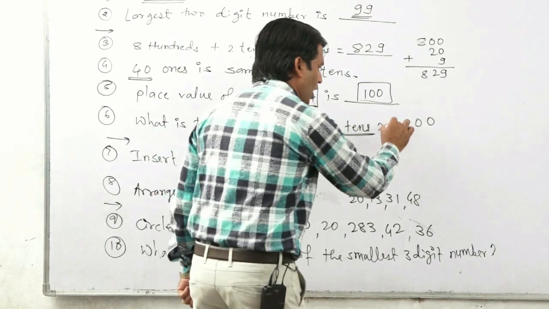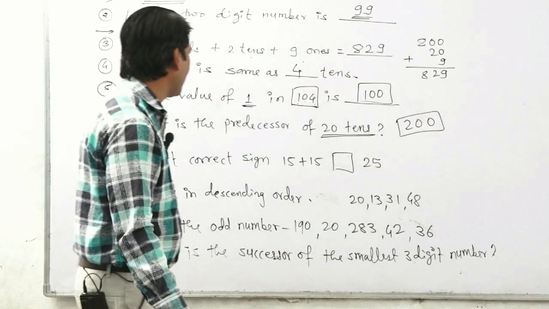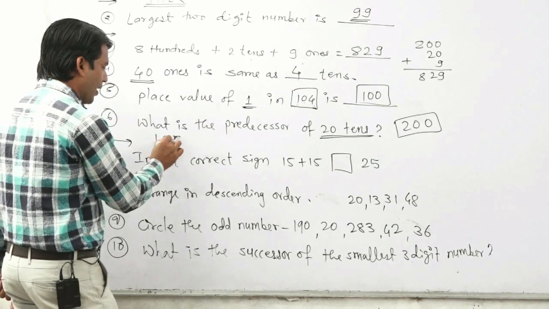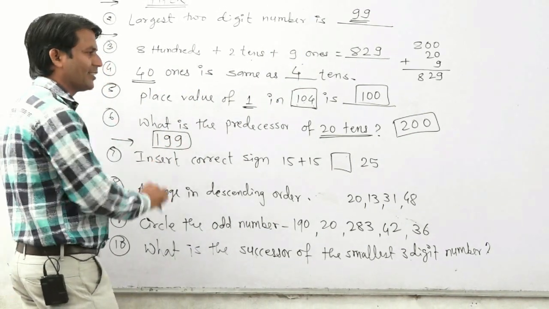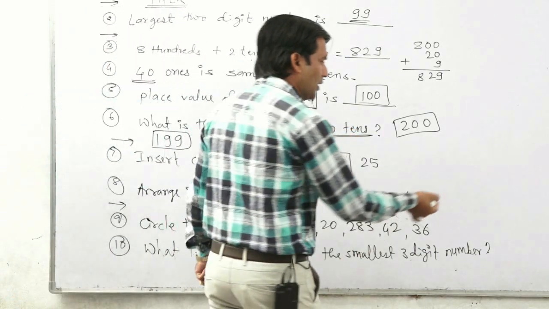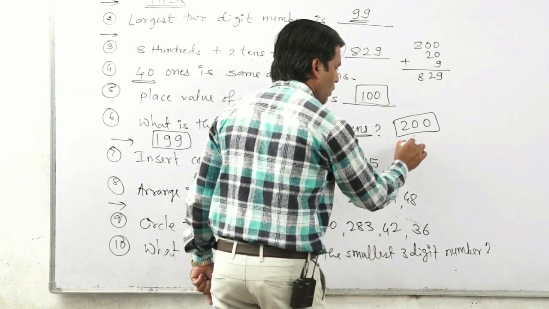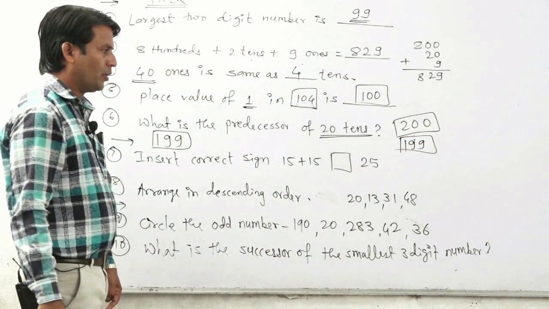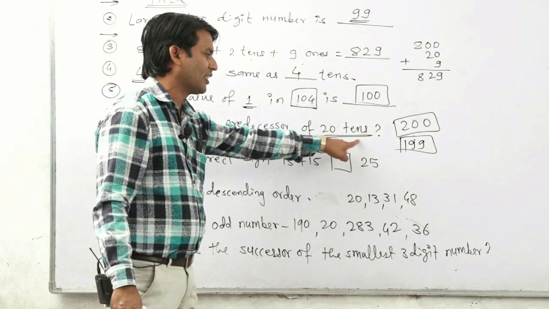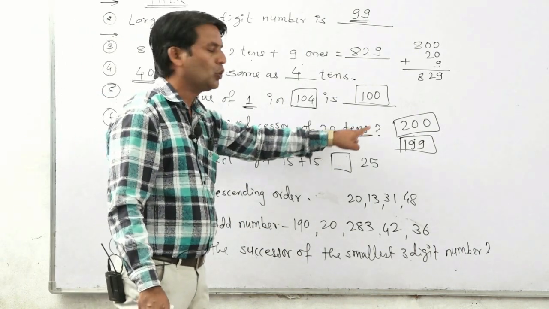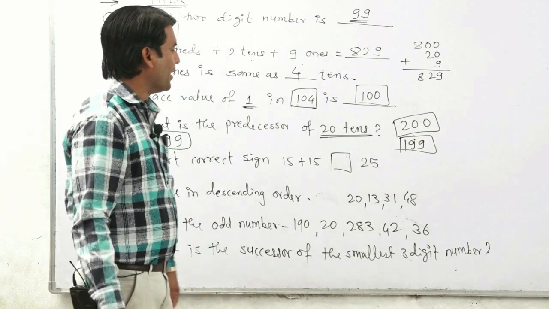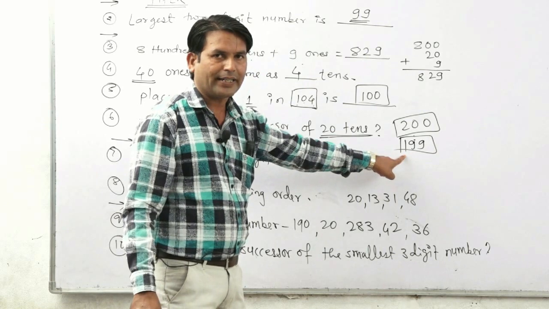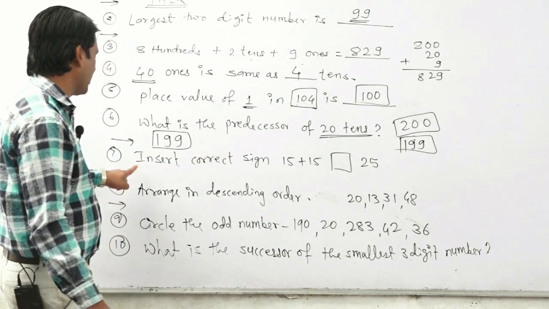And then we have to find out the predecessor of 200. Your answer will be what? 199 is the predecessor of 200. Okay? Means the number just before 200 is what? 199. It will become the predecessor of what? 20 tens. 20 tens is equal to 200. And that's why the predecessor of 20 tens is what? 199. Next question, 7th one.